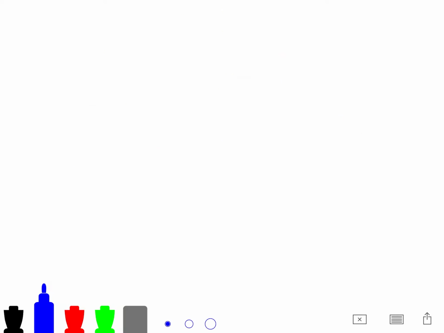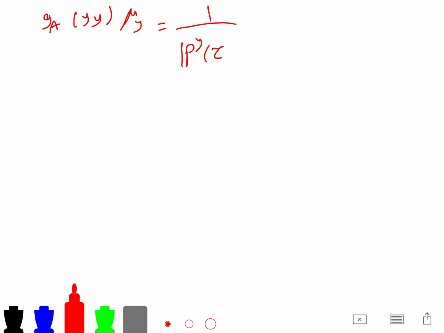The second part of the lemma says that G_A(y,y) times mu(y) is 1 over the probability that tau_A is less than tau_y^+, where the plus means the time to return to y. So this is less than infinity, and we want to prove this.